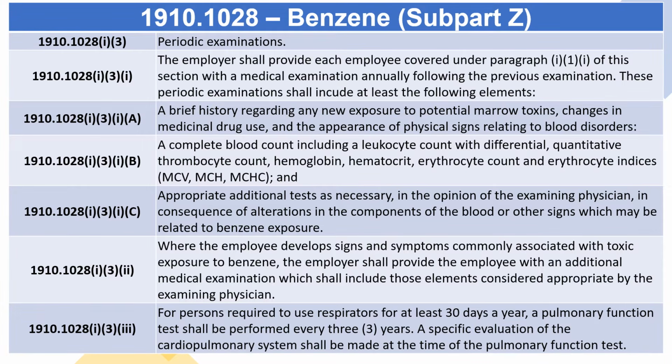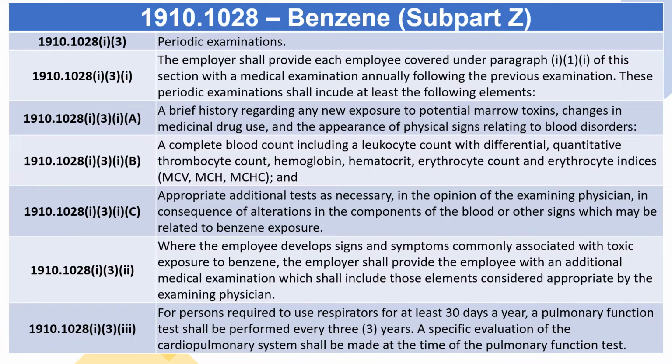1910.1028(i)(3): Periodic examinations. The employer shall provide each employee covered under paragraph (i)(1) of this section with a medical examination annually following the previous examination. These periodic examinations shall include at least the following elements, 1910.1028(i)(3)(i) through (iii): A brief history regarding any new exposure to potential neurotoxins, changes in medicinal drug use, and the appearance of physical signs relating to blood disorders.